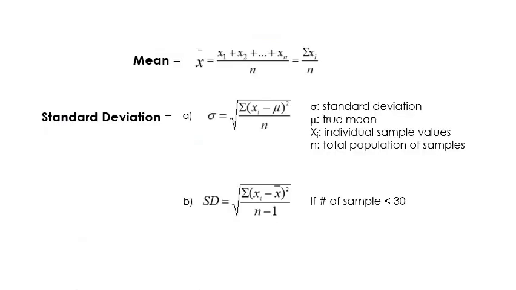So here is just a summary of equations that we can use to calculate mean and also standard deviation. The mean is an average of all the measurements divided by the number of measurements. Standard deviation, on the other hand, is the square root of the sum of the individual sample minus the true mean, divided by the total population of samples. But if the number of samples is less than 30, you need to take the square root of the sum of the individual sample minus the mean, divided by the total population of samples minus 1.